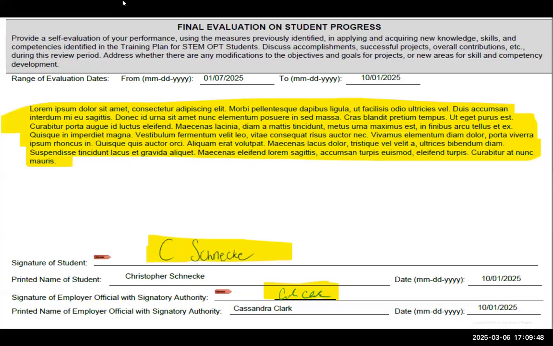So here's an example of the final evaluation. In this scenario, I'm leaving the company after working there for about 10 months. So in this section, the student would write what they worked on with the company as it relates to their training plan during that time, successful projects or accomplishments they had, contributions to the company, and then it's going to be signed by both the student as well as their supervisor. Both those signatures are going to be needed by our office in order to accept the final evaluation and update your SEVIS record.